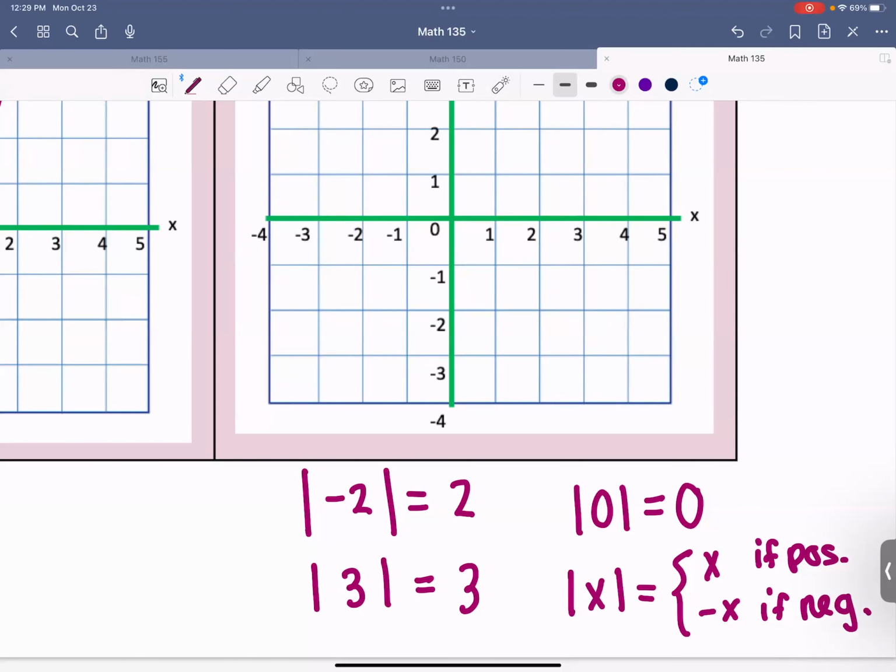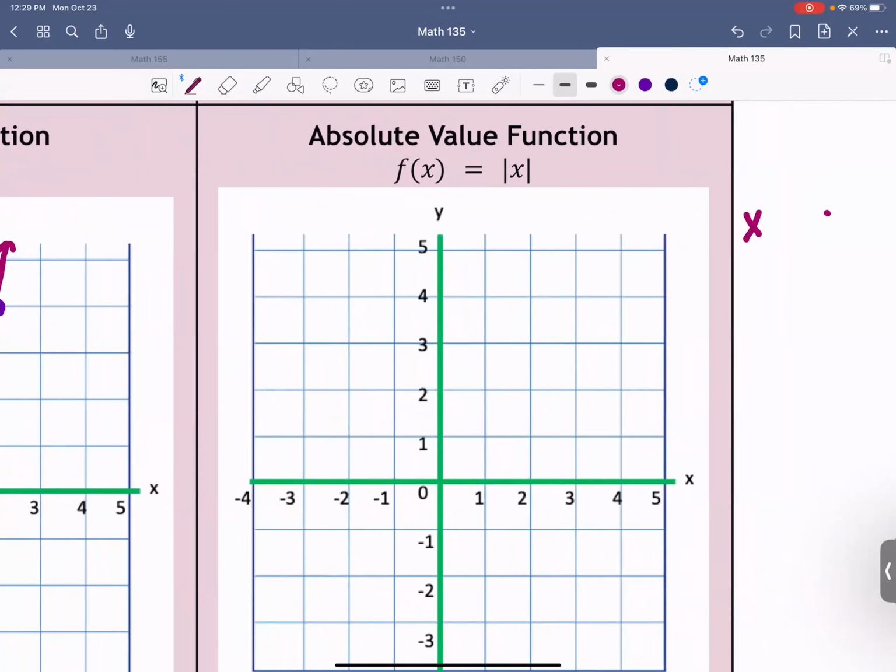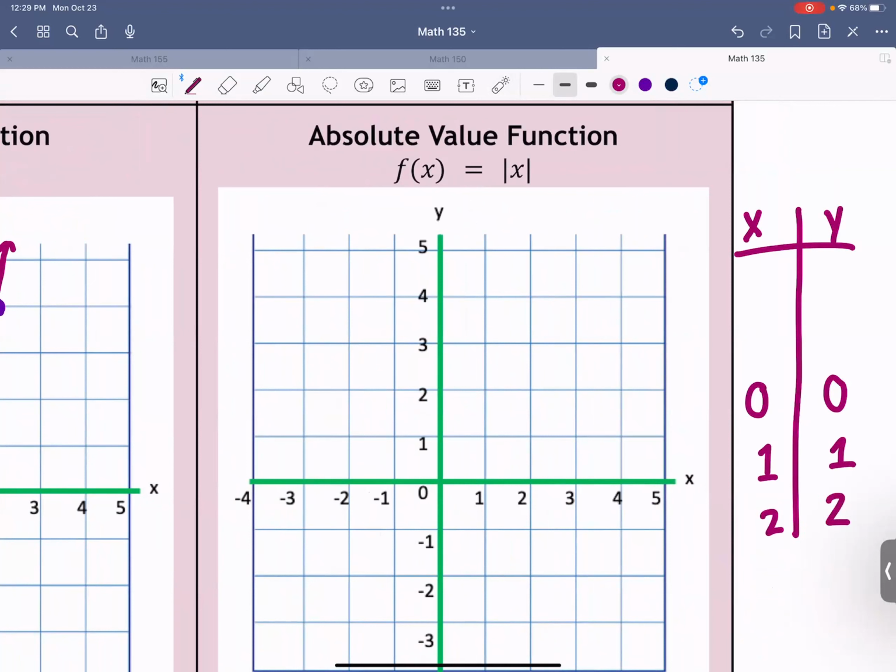Any questions on these guys? Okay. Well, why don't we go ahead and make our table here, x and y values. Well, I just said that the absolute value of 0 is 0. We can plug in 1 and 2, and we'd get back 1 and 2. I can plug -1 and -2 in. What's the absolute value of -1? 1, +1, good. Absolute value of -2 is +2, and we can go on doing that.